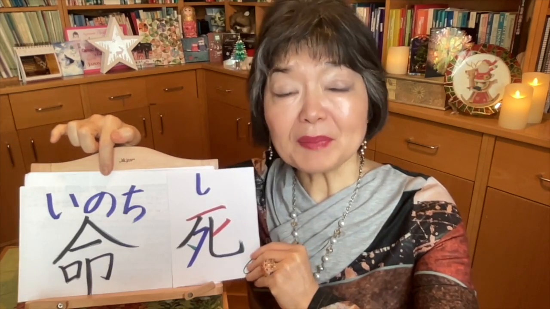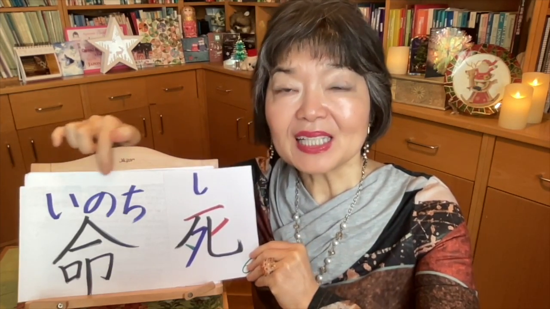The next word, 命, the life. 命, inochi, means alive. So the opposite word is 死, death. Life and death. Inochi, 死. This word 命 is not only for human beings, but for every living being. For example, animals too. And from the moment of birth till death. And this is inochi, the life.